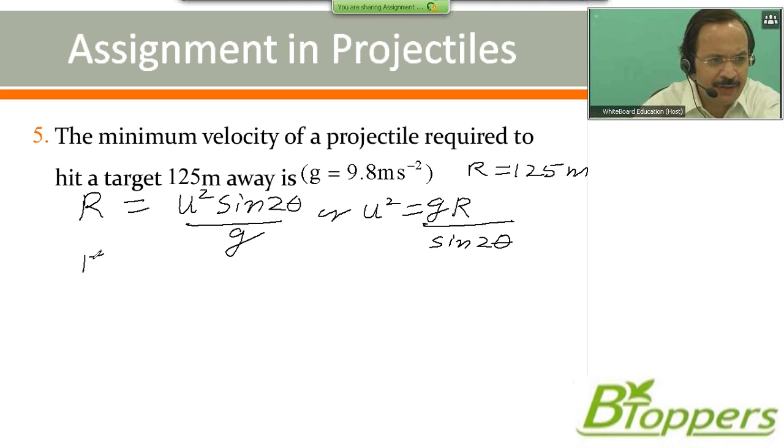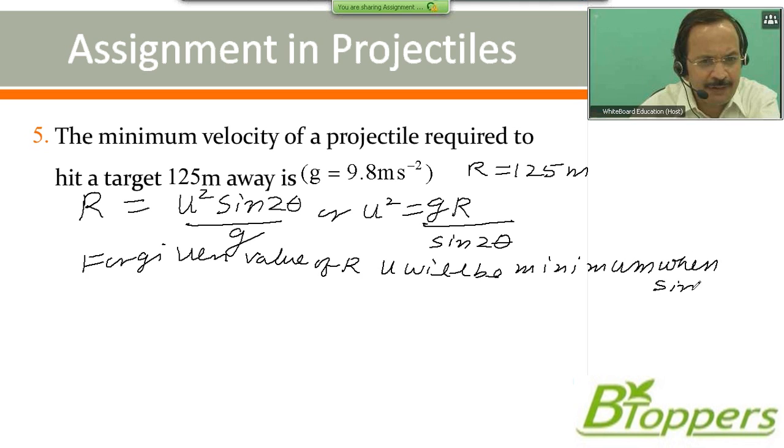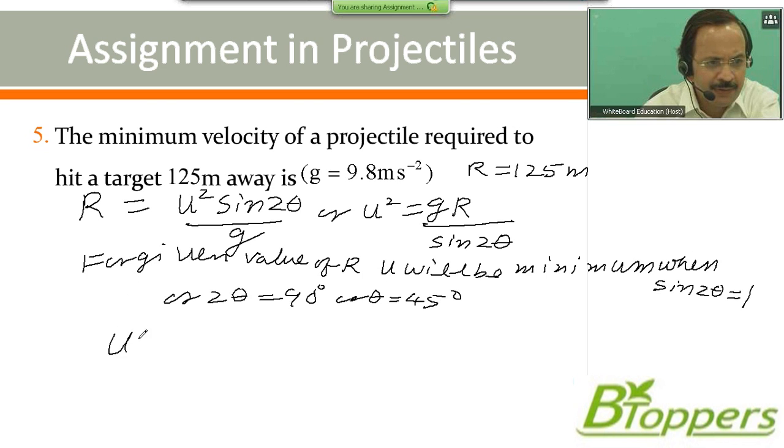So for a given value of the range r, the initial speed required will be minimum when sin theta is maximum. The maximum value of sin theta is 1. So for a given horizontal range r, the initial speed required to hit the target will be minimum when sin theta is 1, or 2 theta is 90 degrees, or theta is 45 degrees. So to find the minimum value of u square, you can take sin theta equal to 1. So the minimum value of u square required to hit the target is g into r.